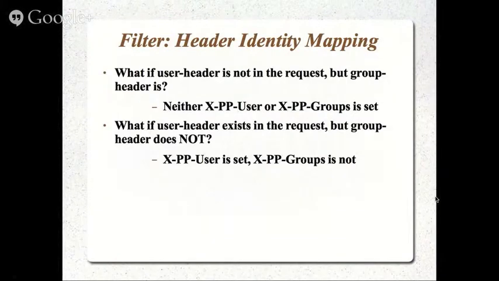So a couple of common questions. Since we can define two different headers to look at, what if the user header is not in the request but the group header is? In that case, neither XPP user or XPP groups will be set. It's as if both were not there. What if the user header exists but the group does not? Then it will set XPP user but does not set XPP groups.